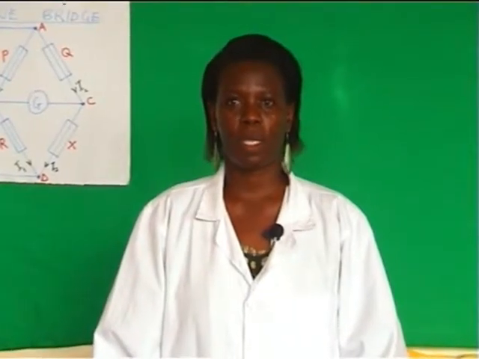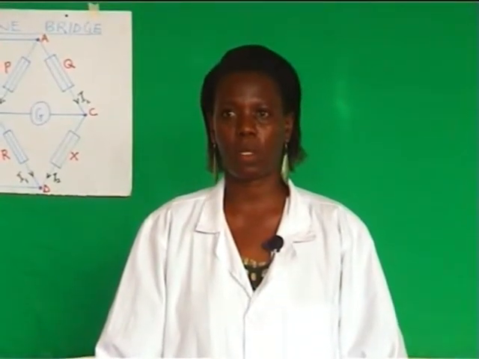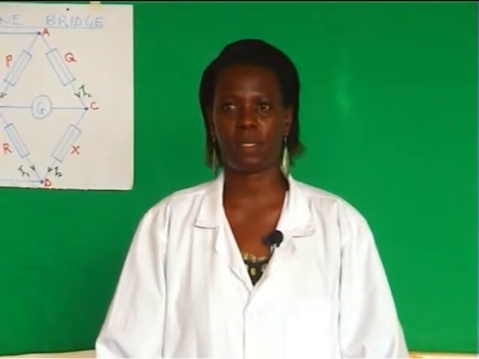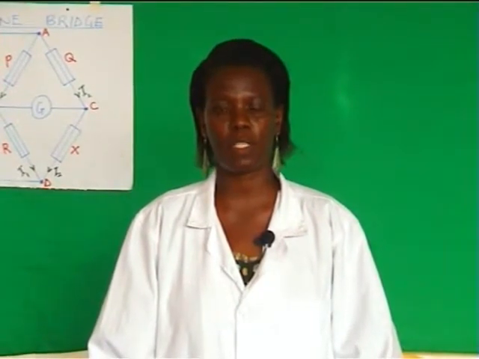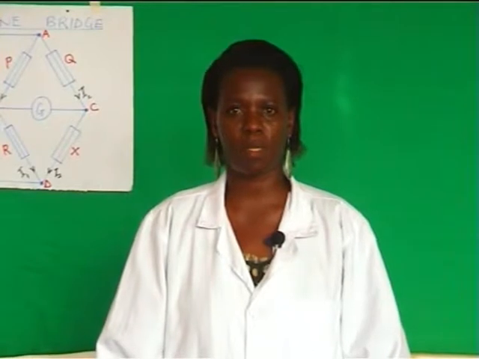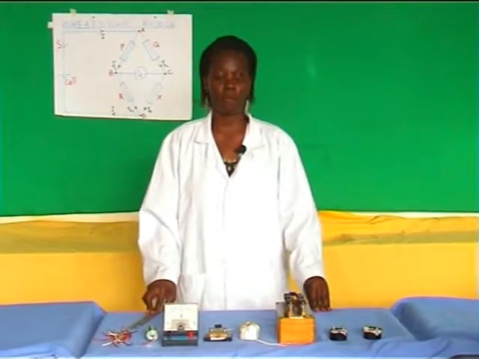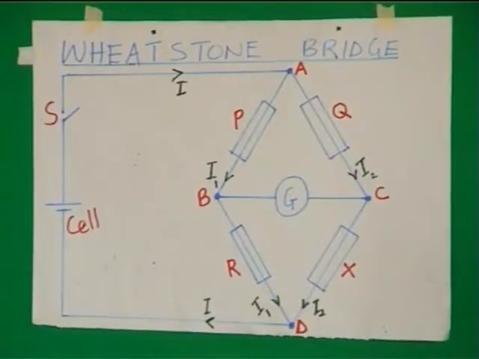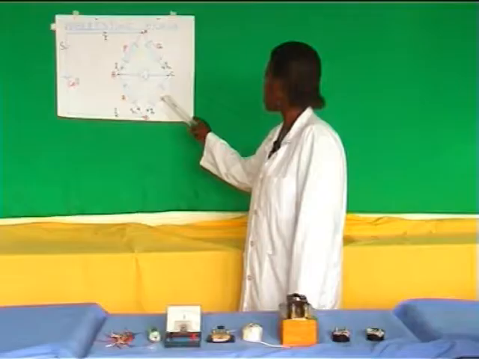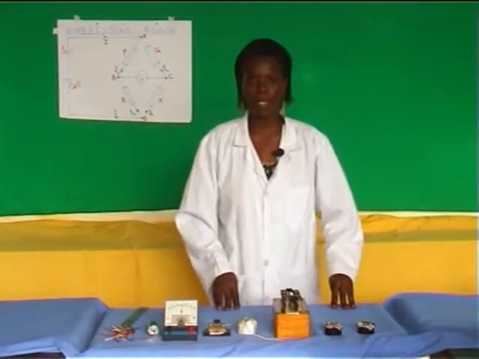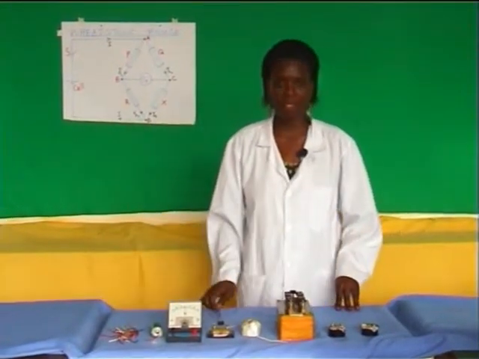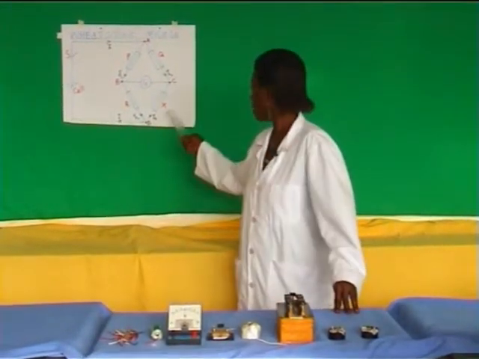Precaution: a switch is usually incorporated in the circuit in series with the cell to prevent the current flowing through the bridge at the point other than the balance point. Procedure: connect the devices as shown in the circuit diagram. Before connecting, arrange the devices as shown in the circuit diagram.